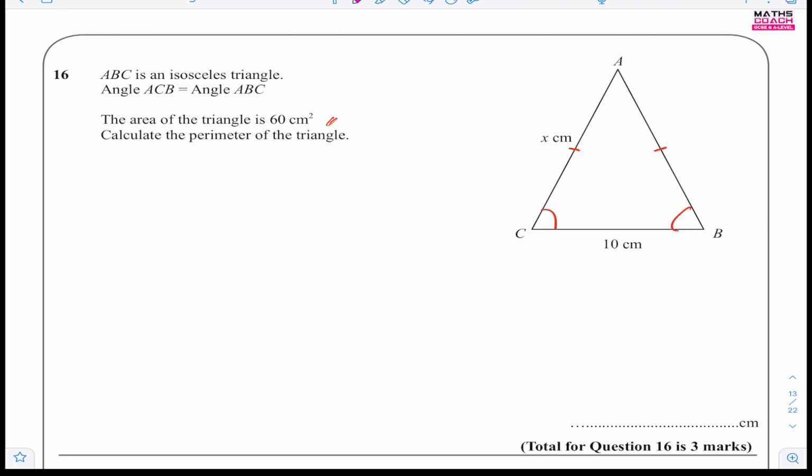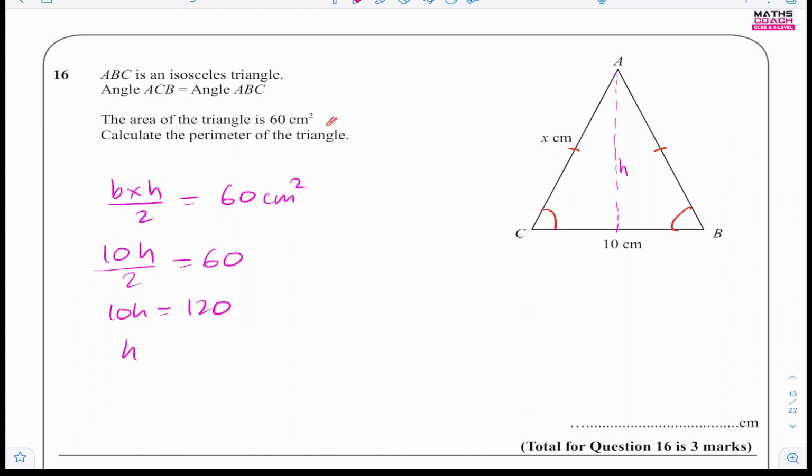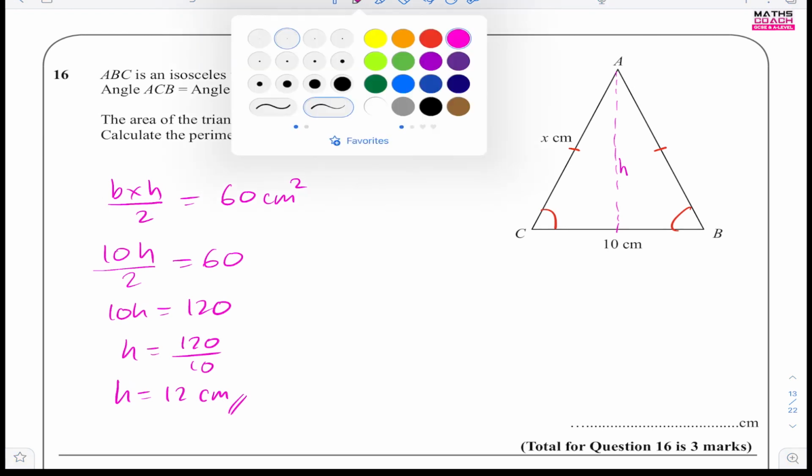So where do we start? Let's start by finding the height of our triangle, because we can use the area, which is base times height divided by 2, which is currently 60 centimeters squared. We know the base is 10, so we know that 10h divided by 2 is equal to 60. We multiply the 2 on the other side, so we get 10h is equal to 120, and therefore h would be equal to 120 divided by 10, which is 12 centimeters. So we now know that the height of our triangle is 12 centimeters.